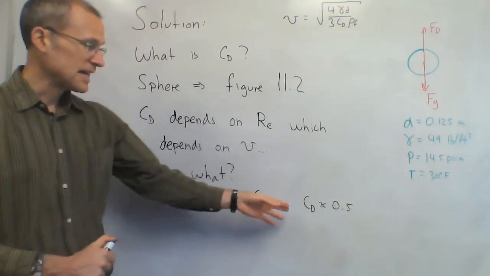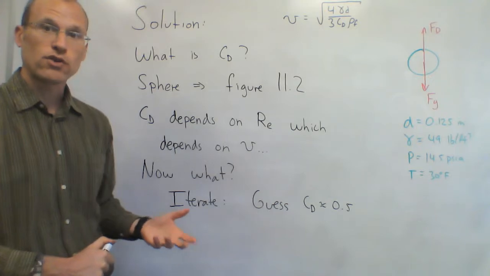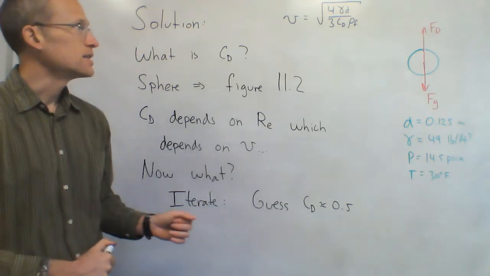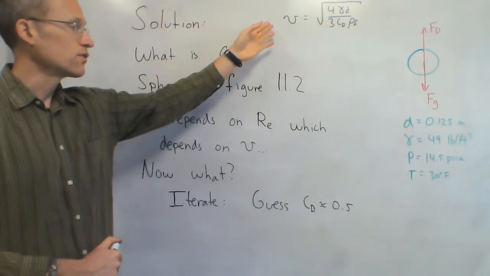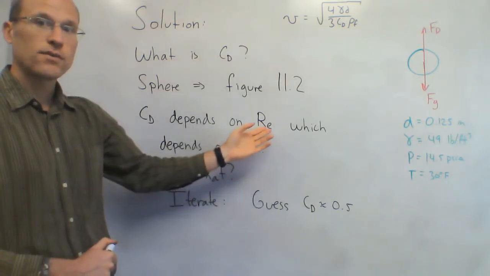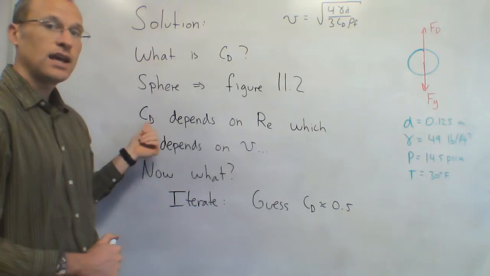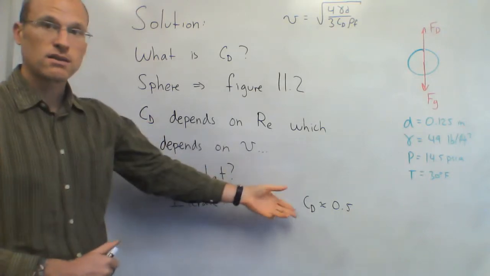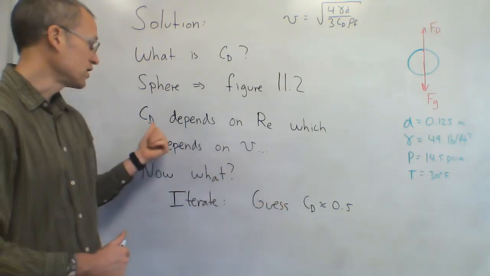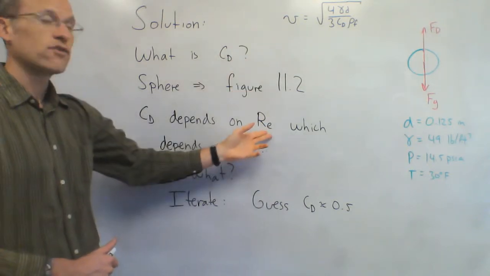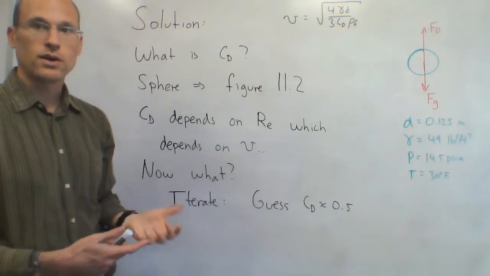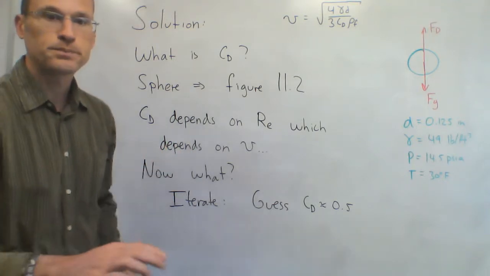Now, because I just guessed the value of CD, I don't know whether it's going to be right or not. But what I can do is that it's going to give me an initial guess for V. And then with that initial guess for V, I can find a Reynolds number. From that Reynolds number, I can find a CD value. If that CD value is the same as the one I guessed, it's the right answer. If it's not, I can use that new CD value in there, get a new velocity, find a Reynolds number, find a new CD, and keep on going until I get the same CD value.